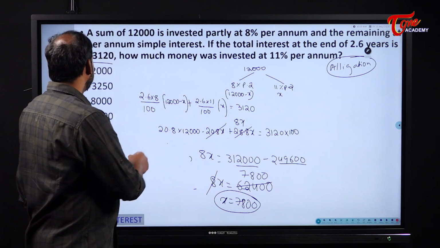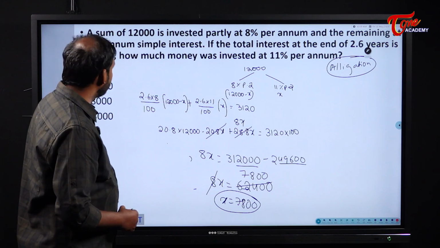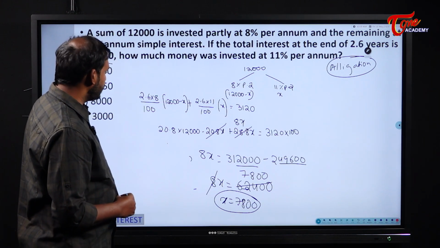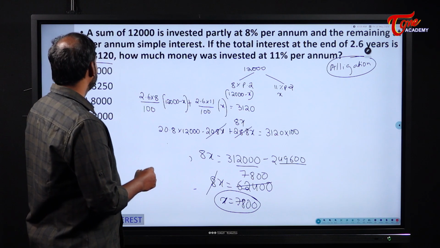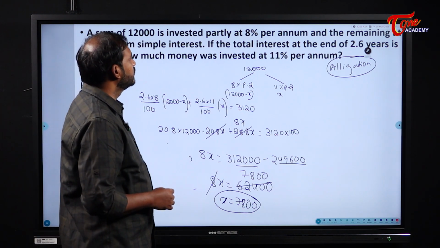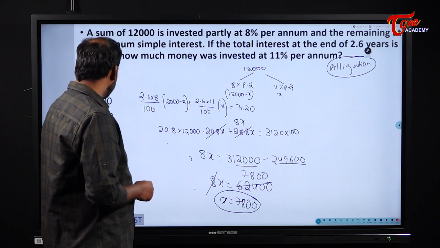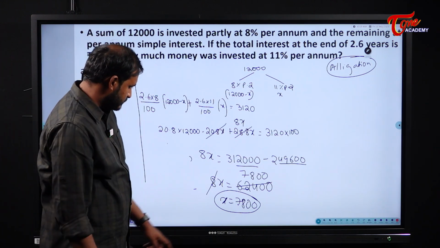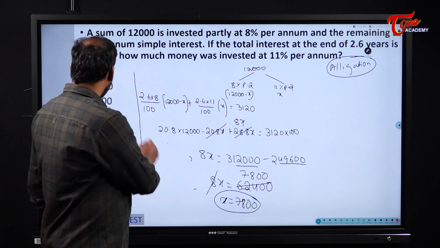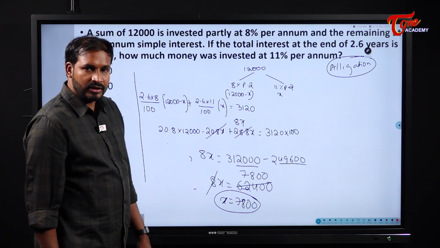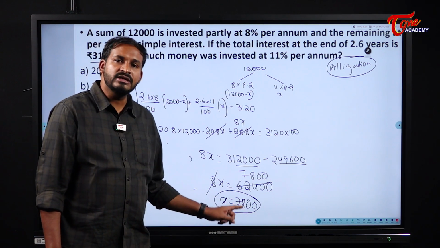7,800. But how much money he invested on 11%? What is the total amount he invested? That is the amount. Okay. This is how we will get the answer. We will check it once. 7,800. Here the option was not there, students. Okay, but the answer is 7,800.